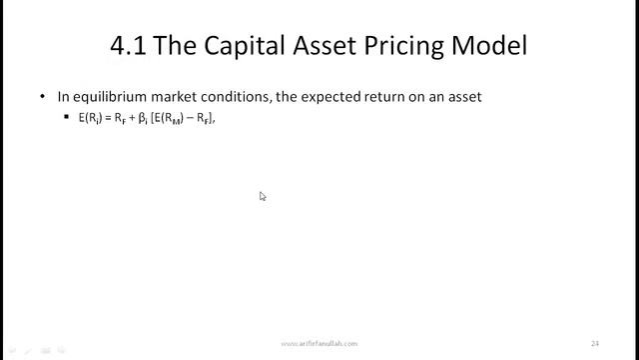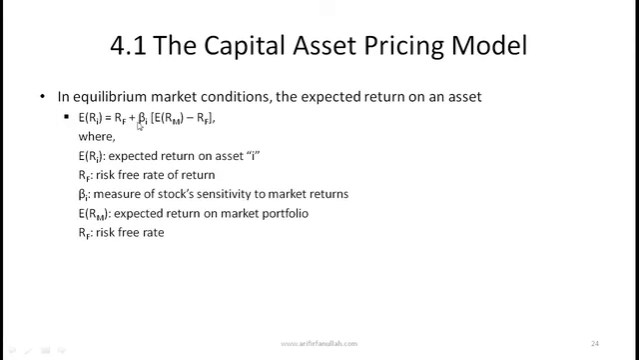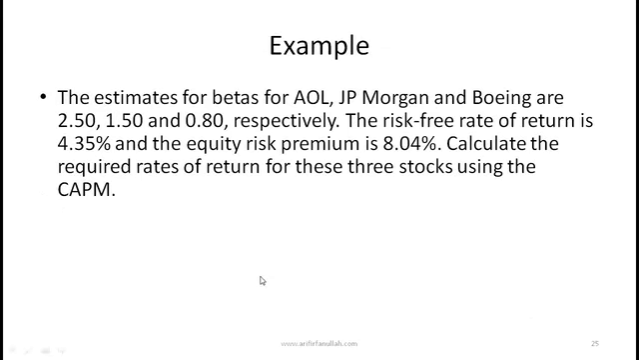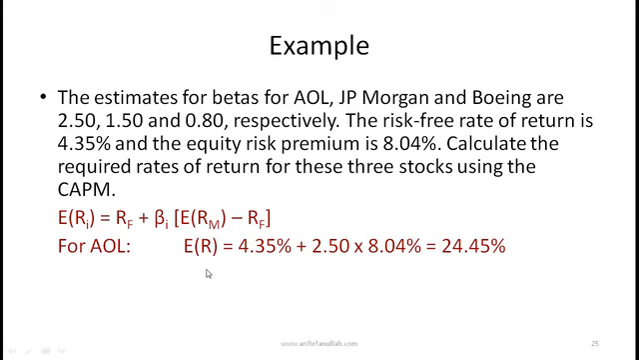But to warm you up, we will show you what you already know. So the expected return, actually, why does it say this? In equilibrium markets, the expected return on an asset is given by the CAPM formula. So this is your required return. In an equilibrium market, the required return and the expected return are the same. What is the underlying assumption? Investors are risk averse, and they make investment decisions based on the mean return and variance of their portfolio. So you've seen all this before. I'll not make you do this. If you are just trying to recall CAPM, then you can just pause here and quickly apply the CAPM.